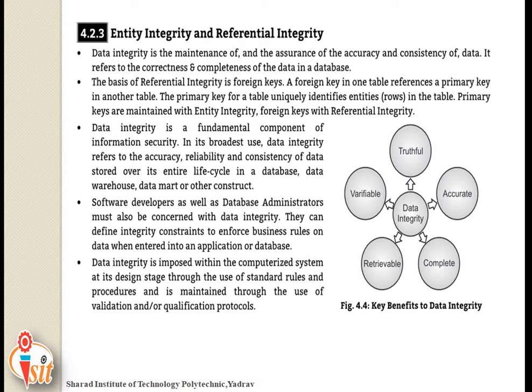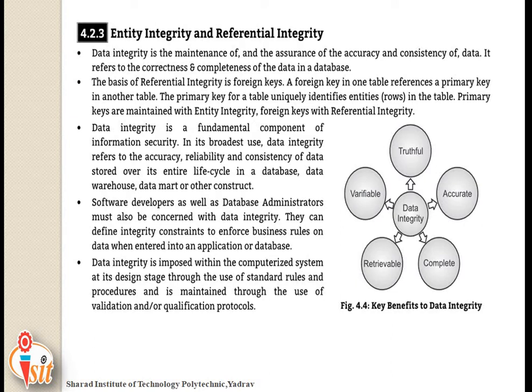The field or combination of fields can become a foreign key if and only if it is a primary key of another table. Then the foreign key in one table points to the primary key in another table. It can accept multiple null and duplicate values.